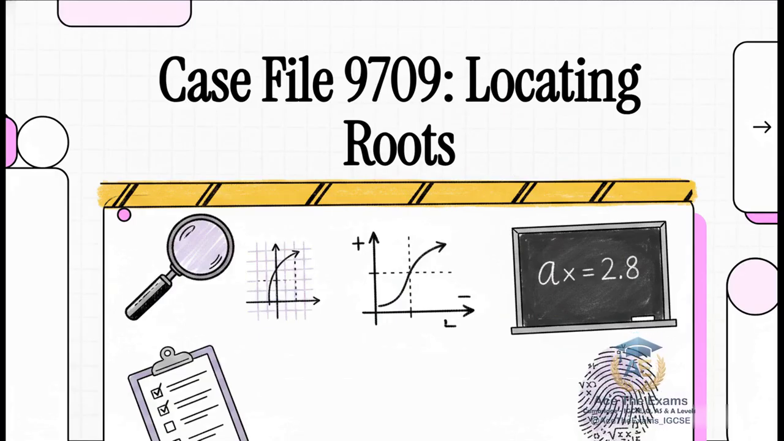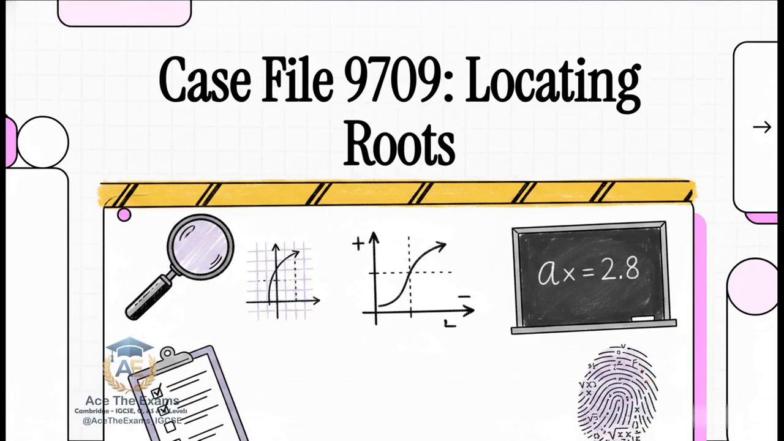And our entire focus today? Locating roots by sign change. Now listen, to the untrained eye, a past exam paper just looks like a random scattering of numbers, letters, and vague command words. But to us, to an elite exam detective, it is an intricate crime scene. It is literally filled with hidden forensic clues left behind by the examiner. Every single mark on that paper is a piece of evidence just waiting to be collected.